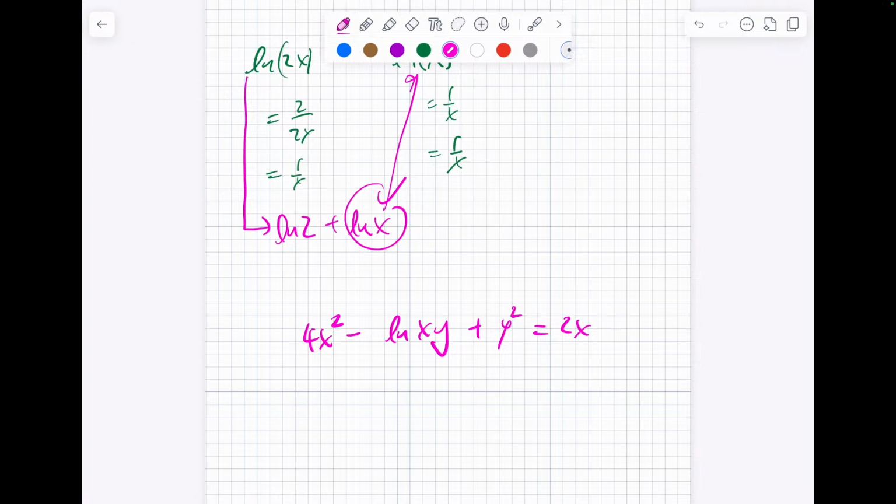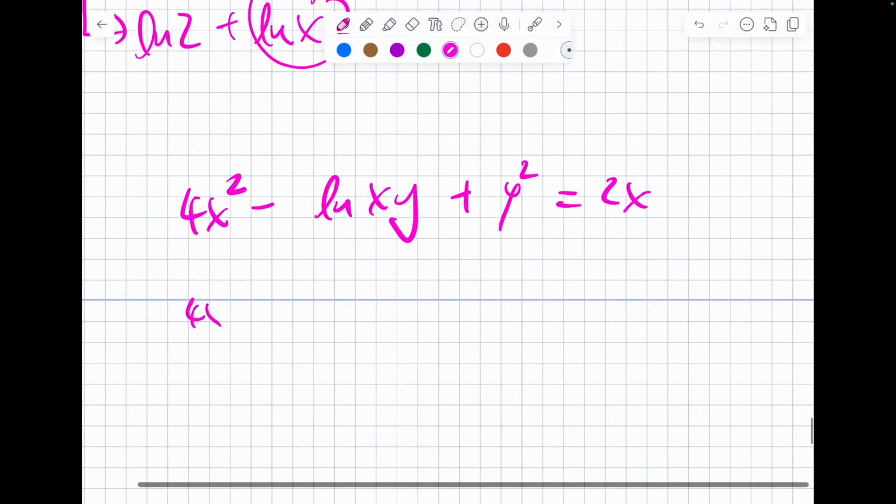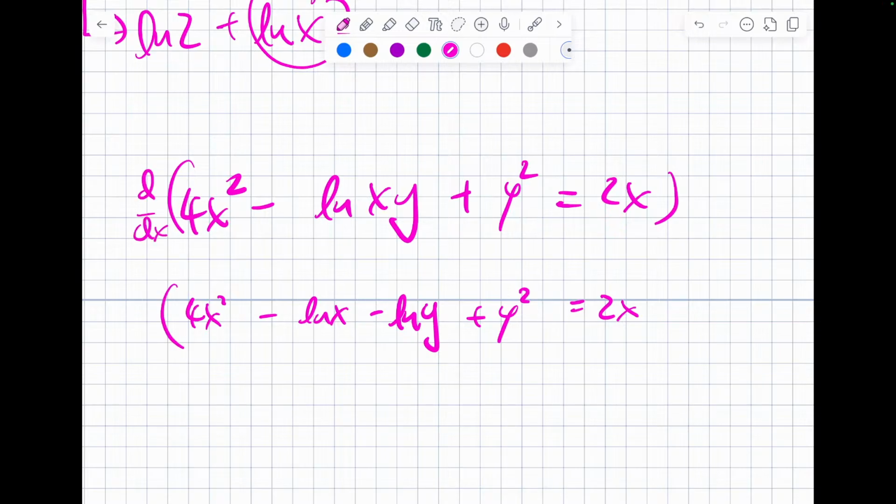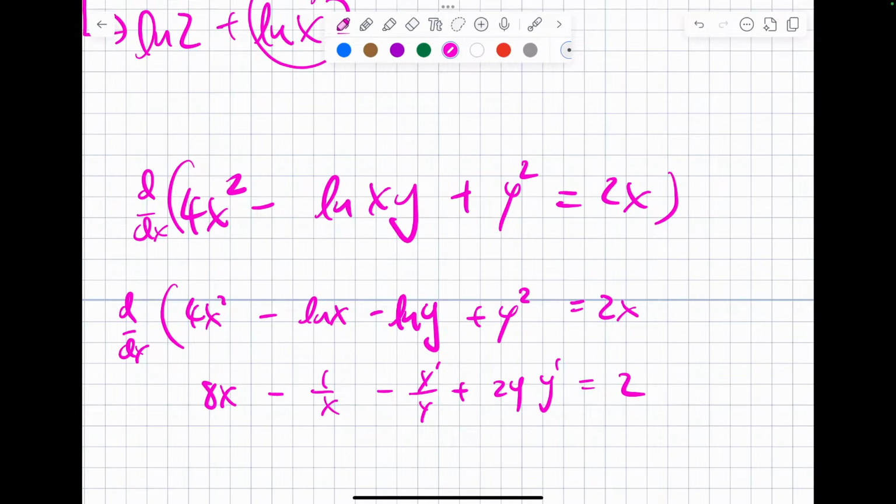What I would do is actually break up the natural log. So your life is a lot easier if you break up the natural log, which is minus natural log of x minus natural log of y. Plus y squared equals 2x. Now I'm going to take a derivative with respect to x. So if I take a derivative with respect to this, everything's easy. So it's going to be 8x, I think, minus 1 over x minus 1 over y, y prime, plus 2y, y prime, equals 2. Is it okay?